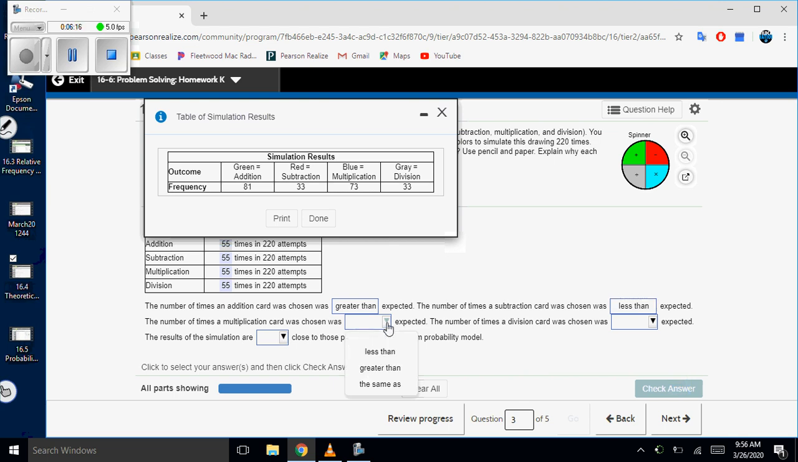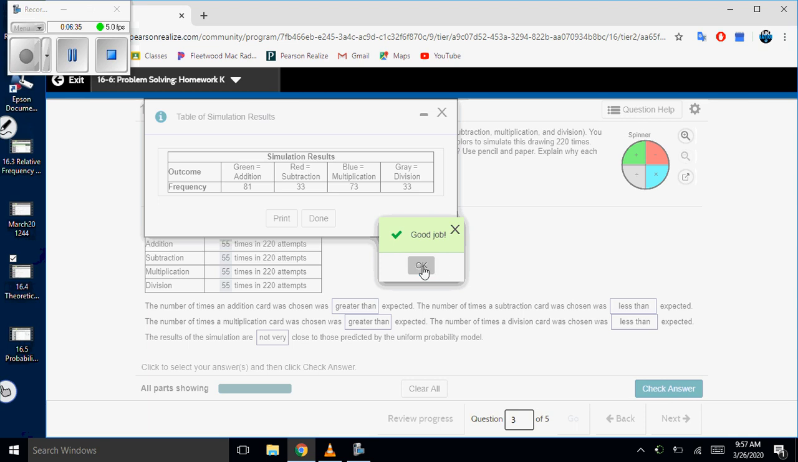How about multiplication? Multiplication was chosen 73 times, which is greater than expected. And then the last one, division, was only chosen 33 times as well, which is less than expected. So the results of the simulation, in my opinion, are not very close to the predicted by the uniform model. Okay?